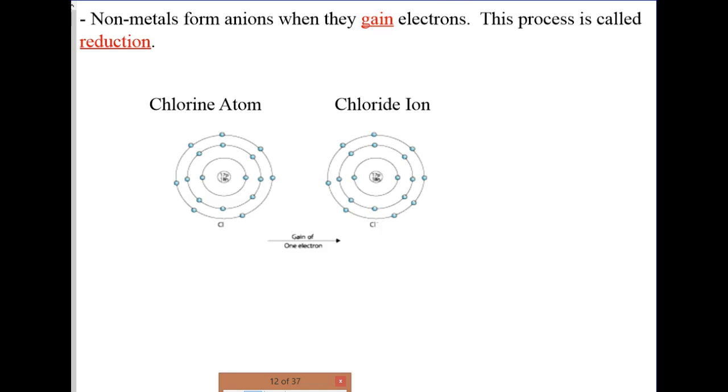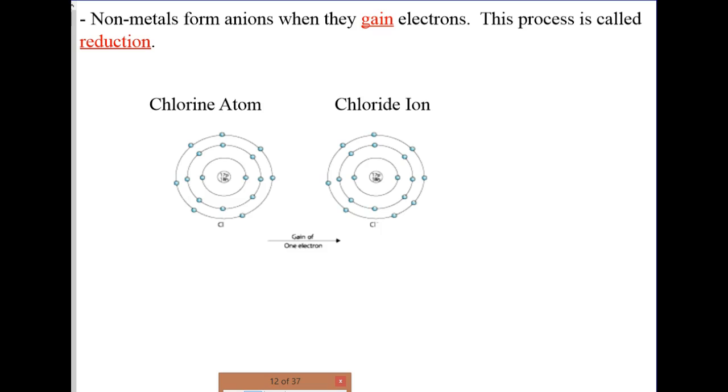Okay, let's talk about the chlorine atom. Chlorine is a bully. Chlorine loves to steal electrons from other things and complete its last shell in the Bohr atom. So nonmetals, which are on the right-hand side of the table, form anions when they gain electrons. This process is called reduction.